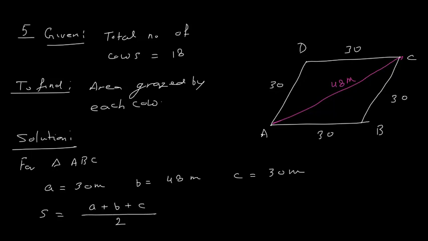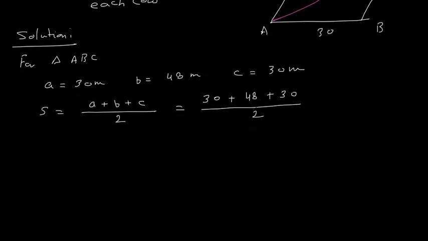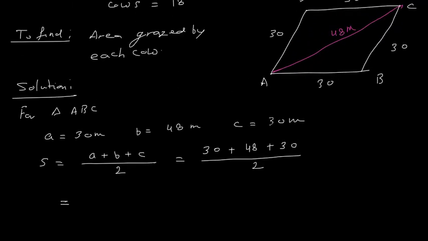divided by 2. The value of a is 30, b is 48, c is 30, divided by 2. So 30 plus 30 plus 48 divided by 2. We calculate: 8 at the unit position, then 3 and 3 is 6, 6 plus 4 is 10, divided by 2. So it is 54. This is S, the semi-perimeter, 54.